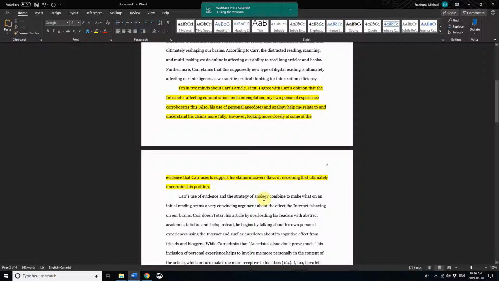So yes, while I agree with a lot of what Carr is saying, I'm skeptical about what he says in other parts of the article. So you can do that, and that actually makes your article a little bit more complex. But as I said, there are three things that you can do.